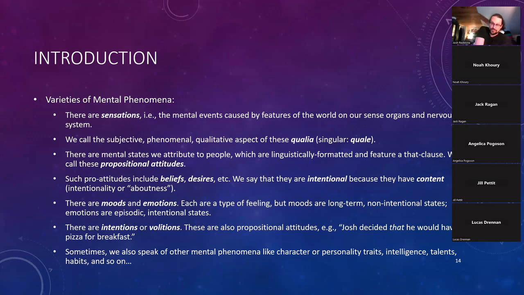We can also have intentions or volitions, right? These are also pretty propositional. Like if I decide that I'll have pizza for breakfast, that's propositional. And you can see that because there's a that clause in there, right? And there are other mental phenomena as well. Maybe character traits and personality traits. We could talk about things like intelligence, talents, habits, other dispositions. These are mental states as well. So this is a sort of list of mental states that we can talk about. Does anyone have any questions about mental states and the associated terminology before we flip to the next slide?